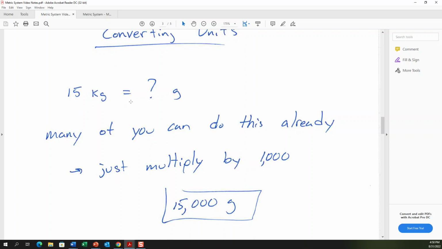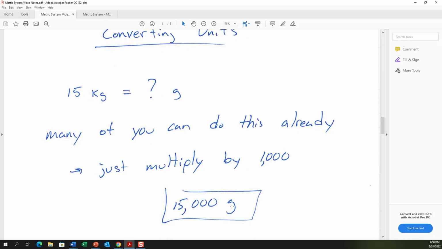This measurement has the same exact value as this measurement. Numerically, it's a different number, right? But 15 kilograms is equal to this many grams. So it's the same thing. All we're doing is unit conversion.